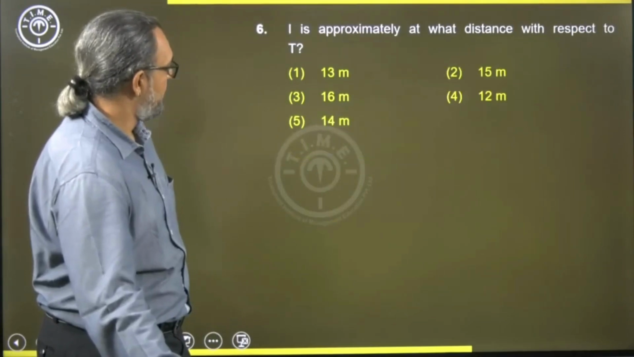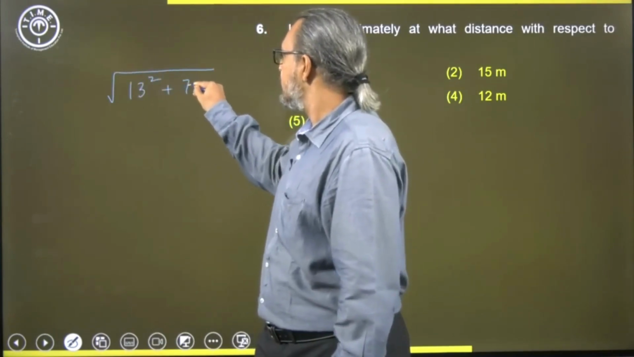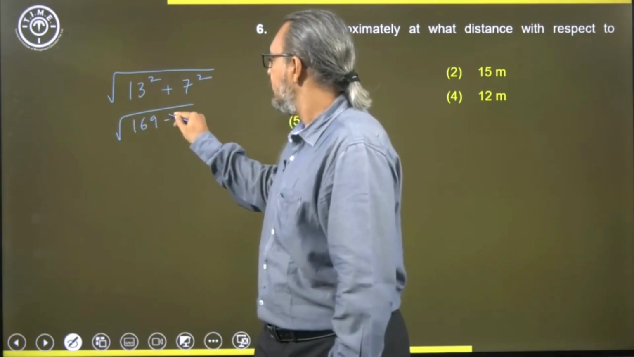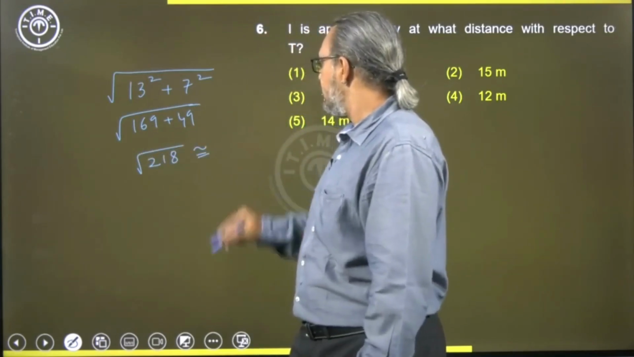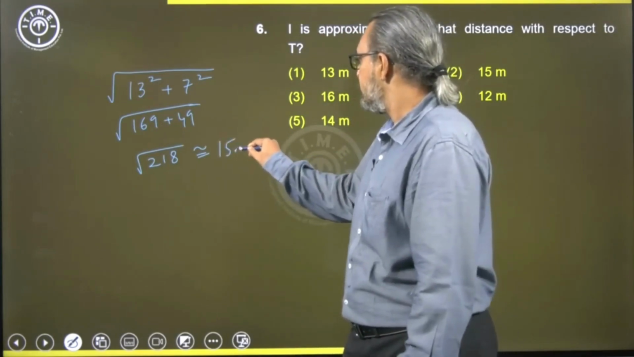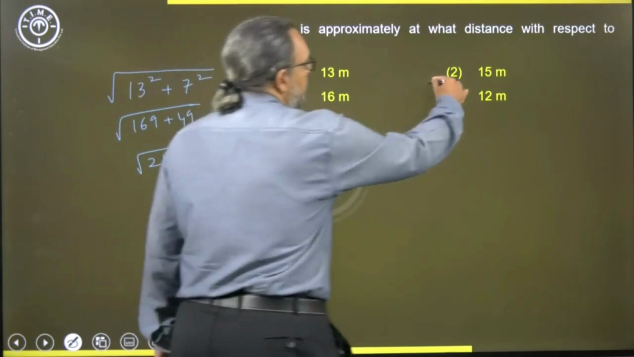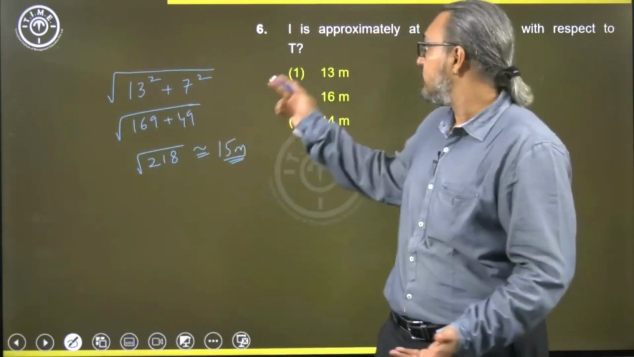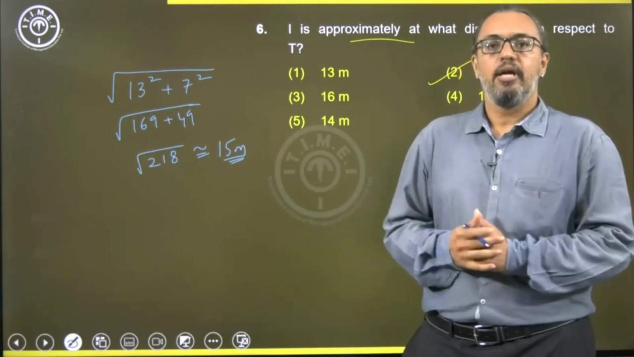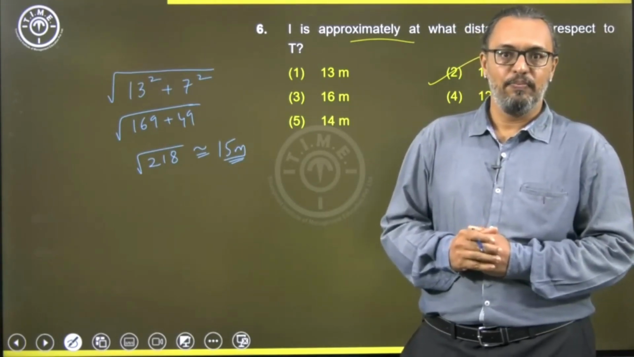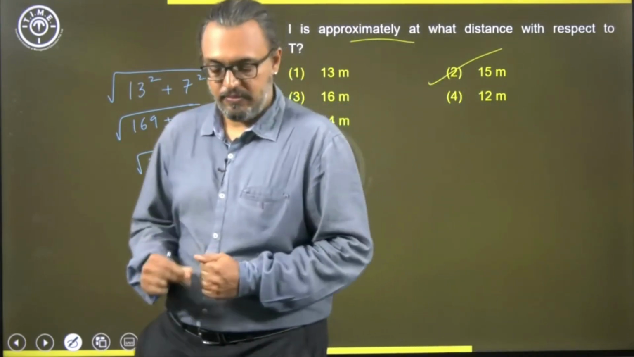So we will consider it in the same way. So it is under root of 13 square plus 7 square, which is under root 169 plus 49. So it is going to be 218. So approximately you will get 15 meters. Okay. So 15 meters is available in choice 2. Approximate value, that is what is asked, approximately. So take the distances correctly when you are drawing the direction chart. You will get your answers without any problems. Understood? So that is how we get the answer. 15 meters. Okay. Choice 2.